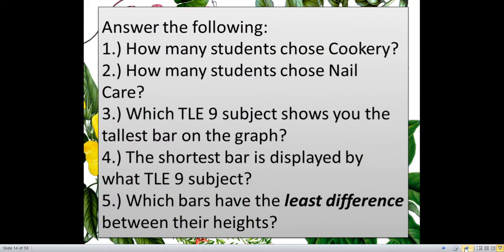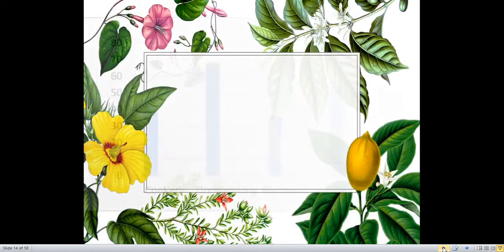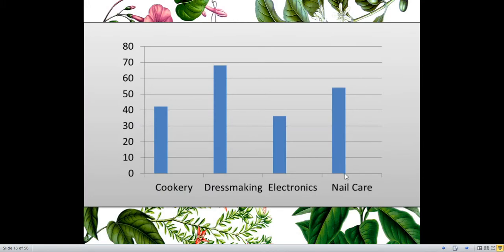Next, how many students chose nail care? Go back again to your bar graph. Look at the bar of the nail care. That is 54.